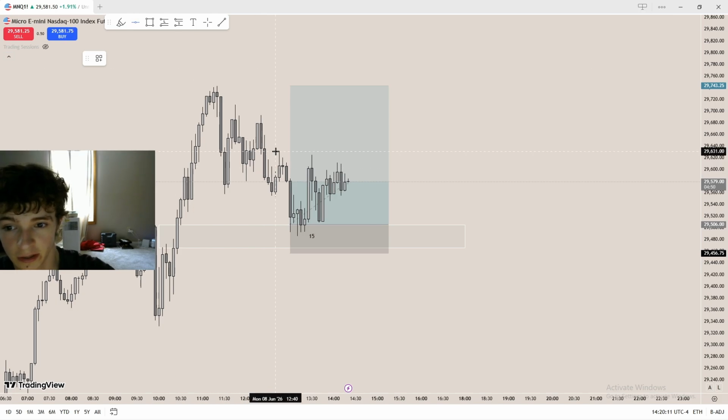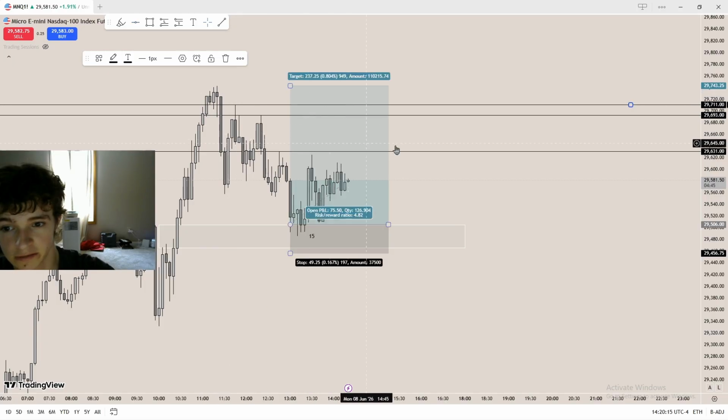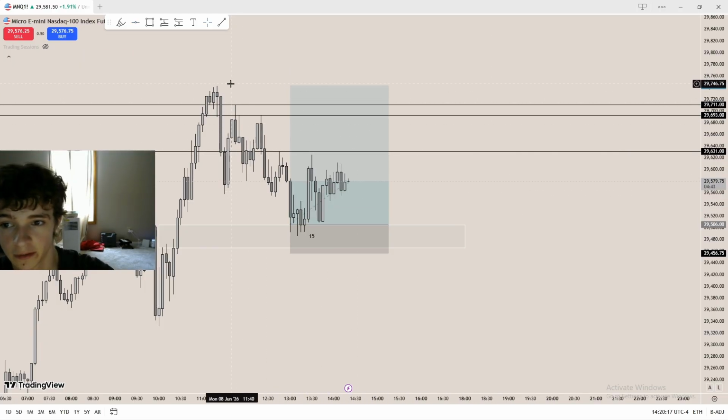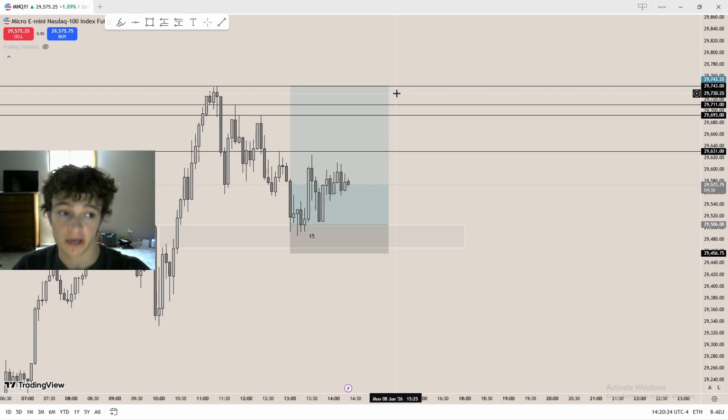Right here would be a good high. Right here would be a good high. These are prominent highs. I'm not actually in this trade, but I would ultimately go for this high. So fair value gap in the works.